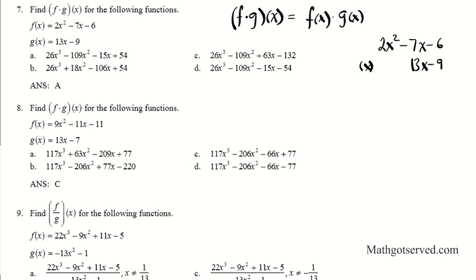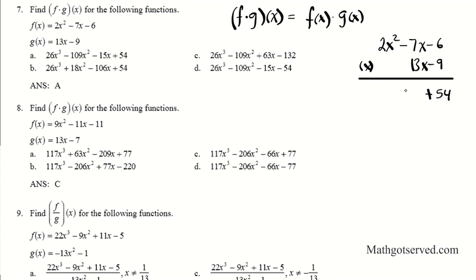Okay, so let's go ahead and multiply. I'm going to distribute the 0 degree term of G to everything in F, and then we'll advance to the 1 degree term of G and distribute to everything in F. All right, so let's start with negative 9 times 6. Negative 9 times 6 is positive 54.